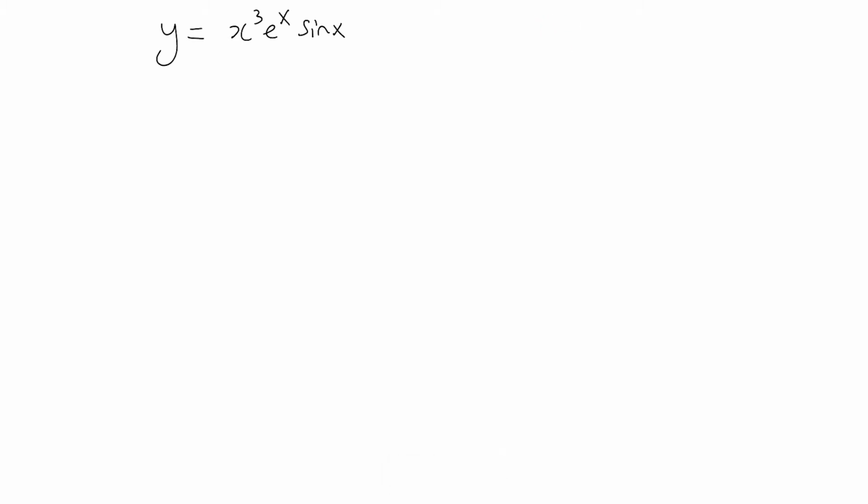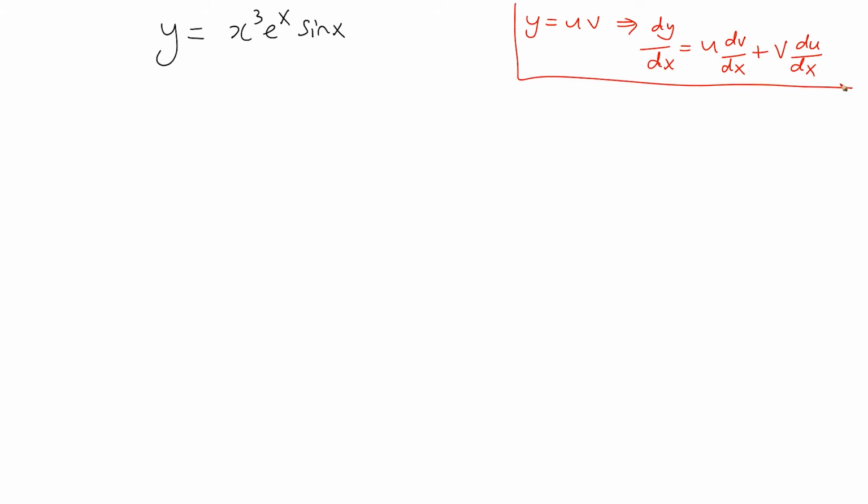So you remember the product rule is, if y is u times v, then the derivative is given by, you alternate the derivatives and add them up. So let's try and apply that to this function.